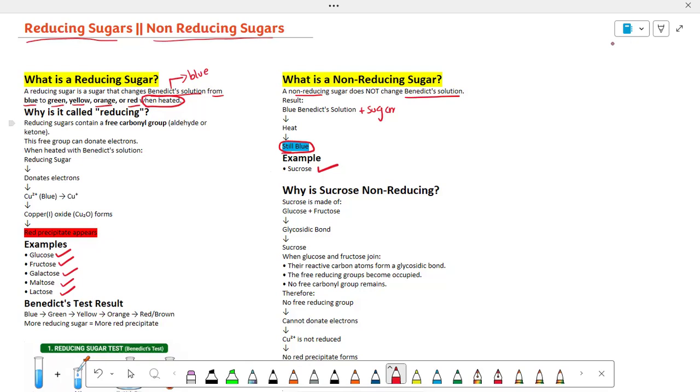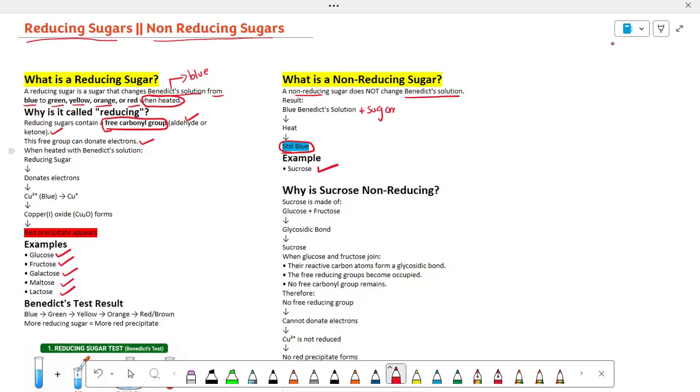Okay, so now I am going to deep dive into the concept of reducing. Why are some sugars reducing while others are not? There are some factors that contribute to the color change. Reducing sugars actually contain a free carbonyl group. Free carbonyl groups are aldehyde or ketone. These are the two free carbonyl groups. This free group can donate electrons to another compound.